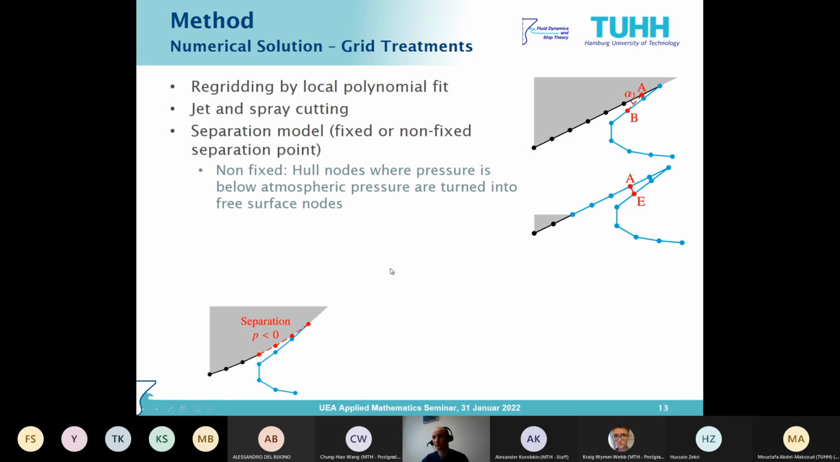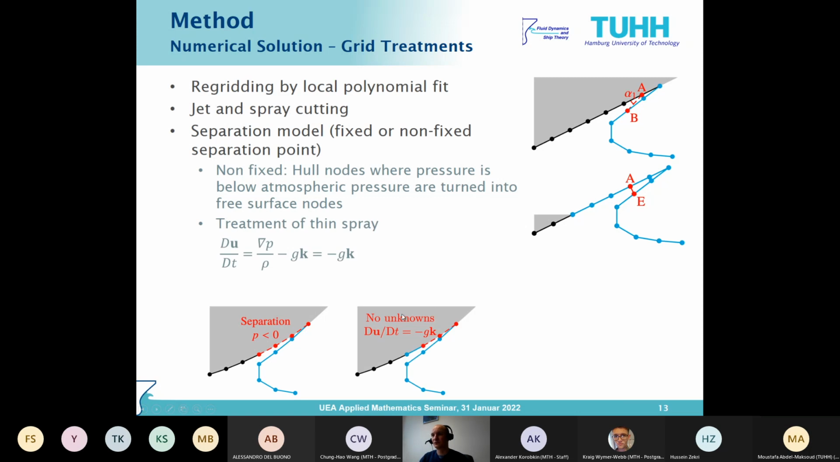Also, there's a separation model, either with fixed or non-fixed separation points. If you have a chine like this, it's a fixed separation point, and we always assume the flow will separate there. It's also possible, if we have a round shape, that there is a non-fixed separation point, so we do not know where it is. Then we take the pressure as a criterion, like hull nodes where the pressure is below 0, or another threshold can also be taken. Then those nodes will be turned into free surface nodes.